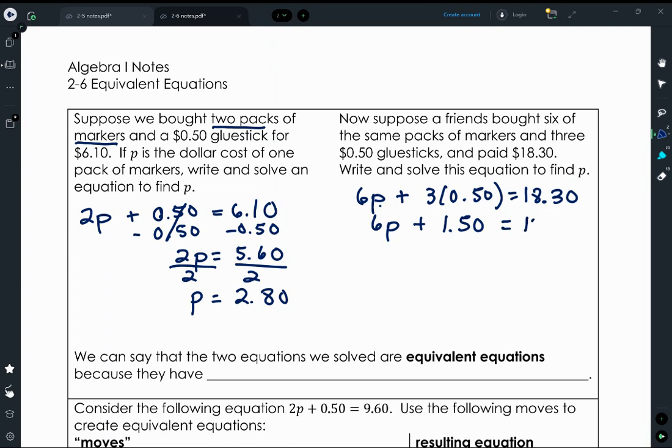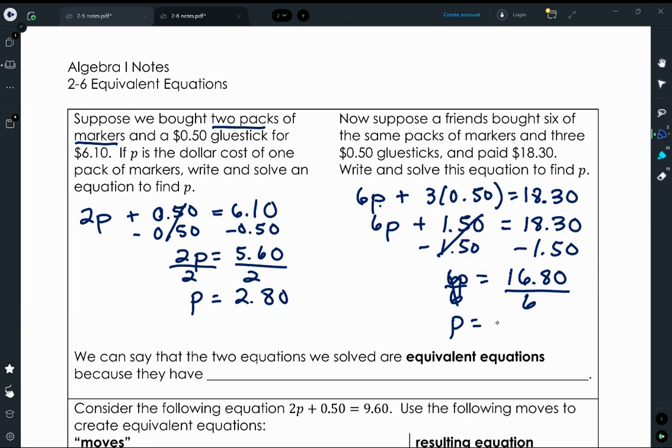And then I'm going to go through those same solving steps, where now I'm going to subtract $1.50 on both sides. I know we've been working a lot on solving equations the last few days in class. So then this is going to zero out, and I would have 6P is equal to $18.30 minus $1.50, which is $16.80. And then we are going to divide both sides by 6. And the reason I'm dividing by 6 is it's 6 times P divided by 6. That makes a 1P. And so P is by itself. And we get $2.80 again.